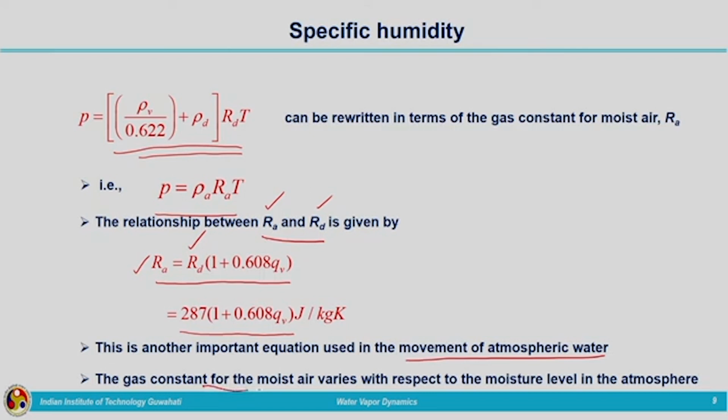This gas constant for the moist air varies with respect to the moisture level in the atmosphere. You look at the equation, we have the specific humidity in the equation. As the value of specific humidity increases, you can see RA also will be increasing. What is the expression for specific humidity? It is given by 0.622 E by P. So it depends on all these factors. As the specific humidity is increasing, our gas constant for air is also increasing.